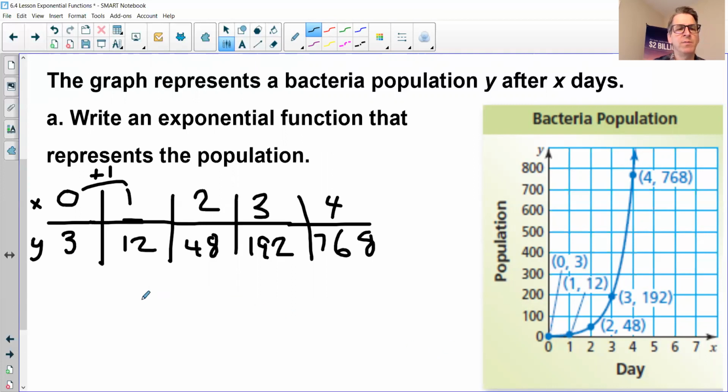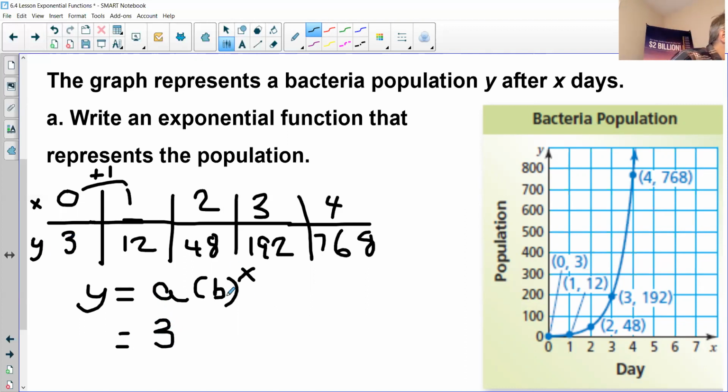So here's our exponential function, y is equal to a times b to the x. We're going to look for a, and we're going to look for b. a is going to be the 0 term. We talked about that in geometric sequences, or where it crosses the y-intercept. In this case, it's going to be 3. Then we're looking for this b.